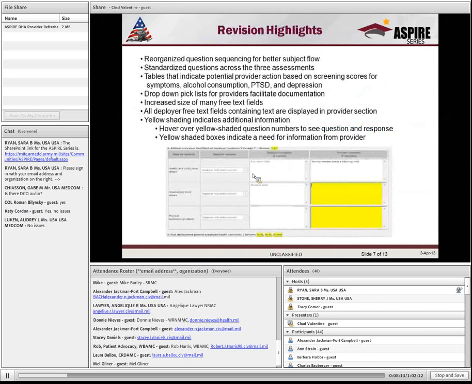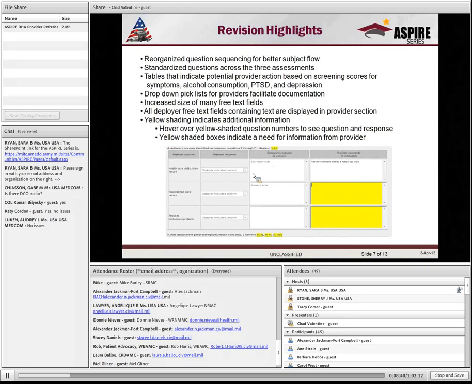Okay, so we're going to touch on some of the revision highlights. First off, there's been reorganized question sequencing for better subject flow. You'll notice when you're going through the forms, all the alcohol-based questions are grouped together, all the PTSD questions are grouped together, depression questions too, so it's a little easier to follow. The questions are standardized across all three assessments, so you'll see there is some uniformity across the pre, the post, and the reassessment now.